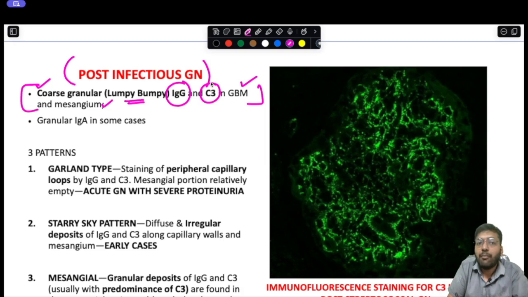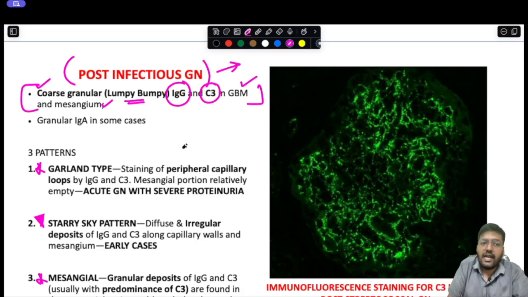Now there are 3 important patterns of immunofluorescent deposition in case of post-infectious glomerular nephritis. Post-infectious is sometimes also called acute post-streptococcal glomerular nephritis or diffuse proliferative glomerular nephritis. So these are the other terms which are used for post-infectious glomerular nephritis. There are 3 important patterns: one is the garland type, one is the starry sky pattern, one is the mesangial type.